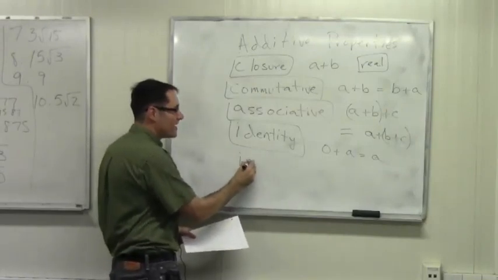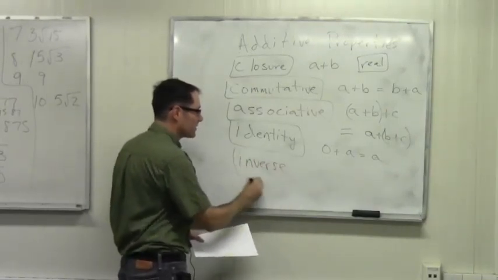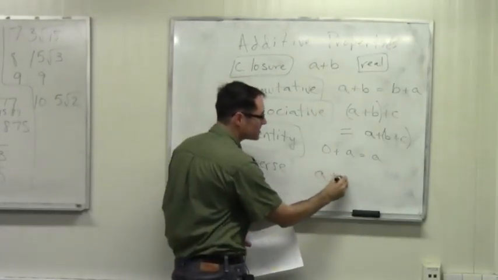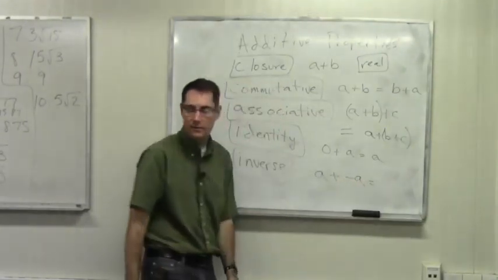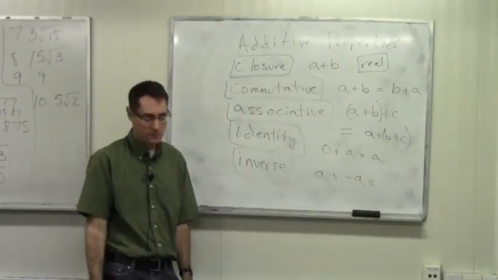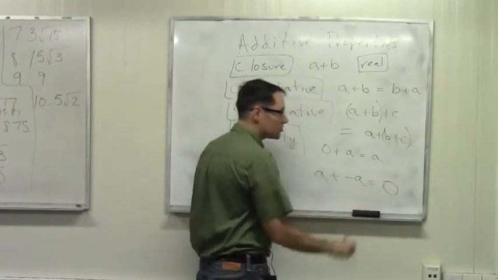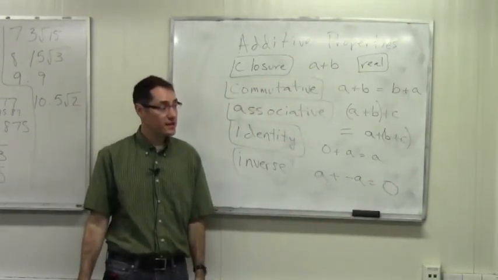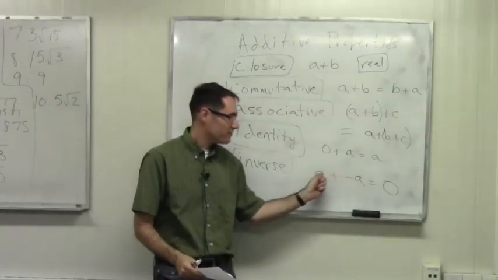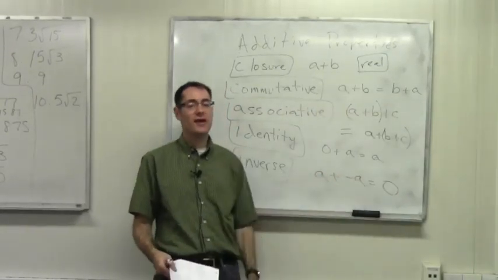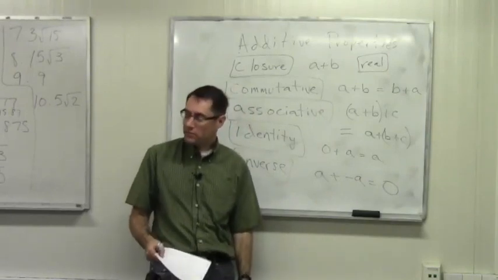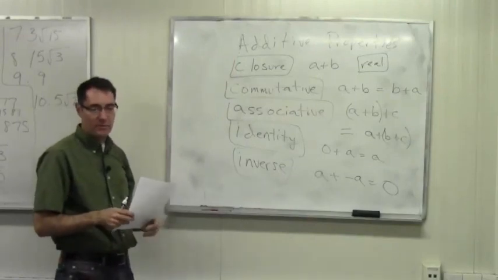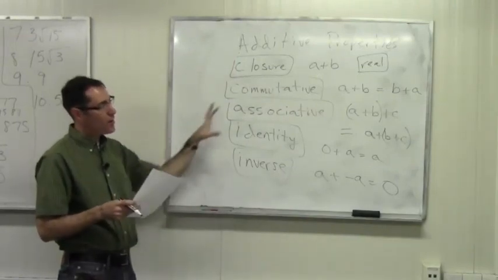Okay? We also have the inverse property. The inverse property says a plus negative a equals what? 0. So what's the inverse of 5? Negative 5. The inverse of a is negative a. What's the inverse of negative 12? 12. Okay? All right. Those are our additive properties. I will let you write them all down. Questions on these?